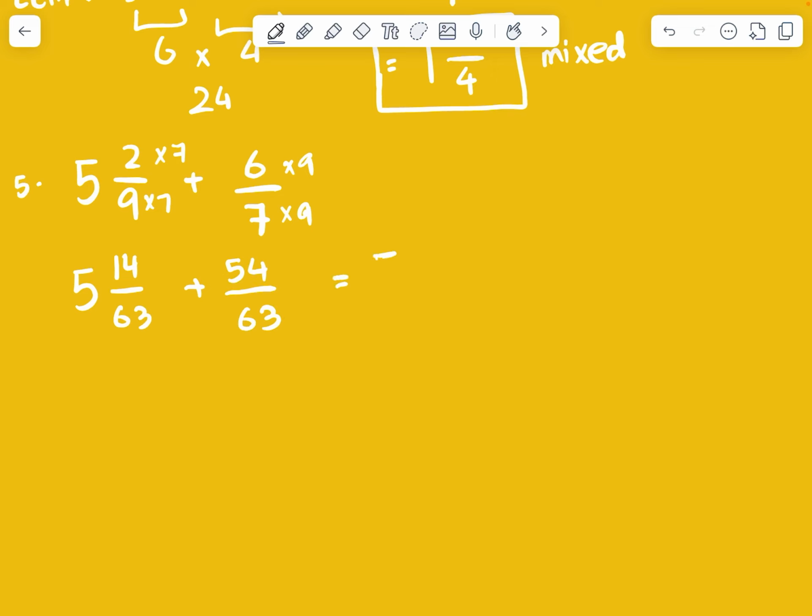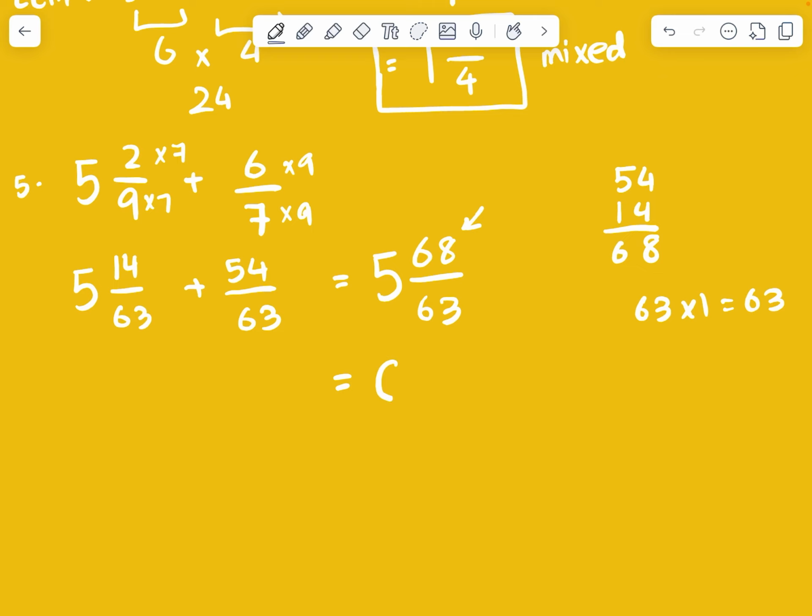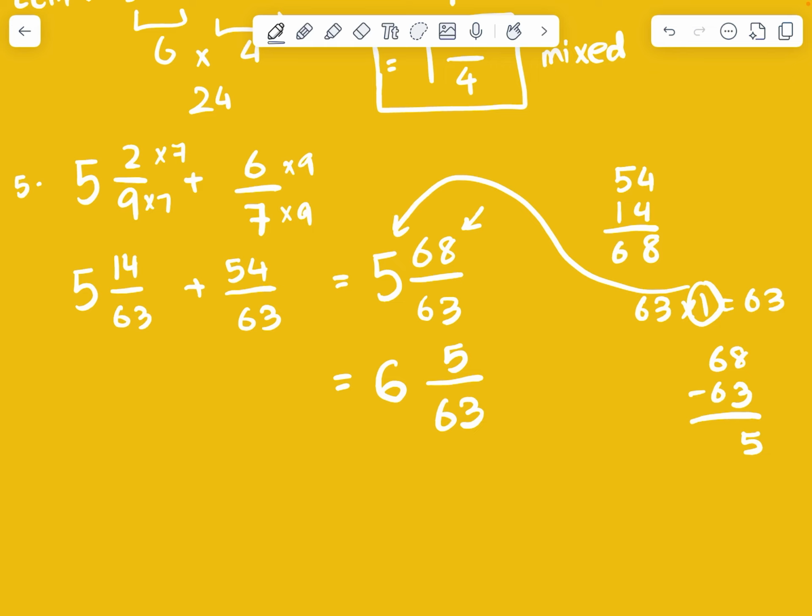Now if you look at it, 68 is bigger than 63. How many times can 63 go into 68? Well, 63 times 1 is 63, right? So in that case, you could rewrite this like this. 6. 68 minus 63 is 5. 5 over 63. So you put that one from here into the 5 and made it a 6, and this is your most simplified answer.